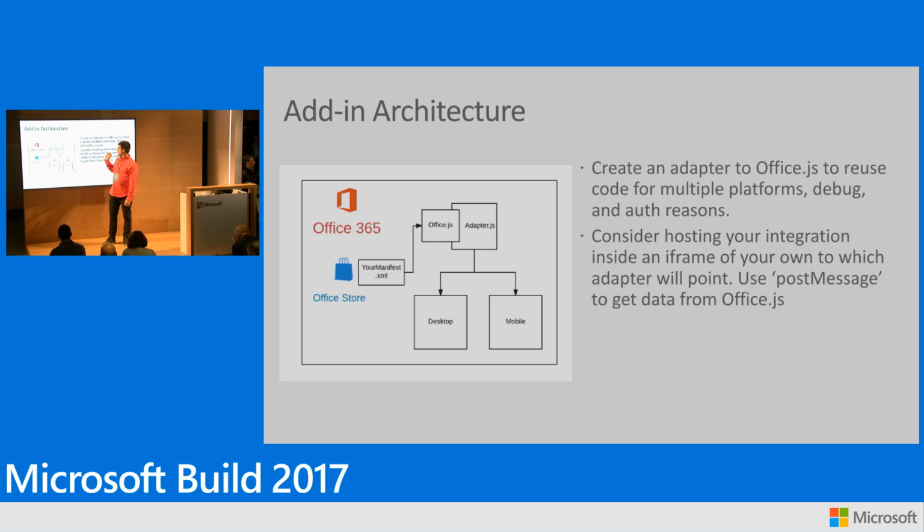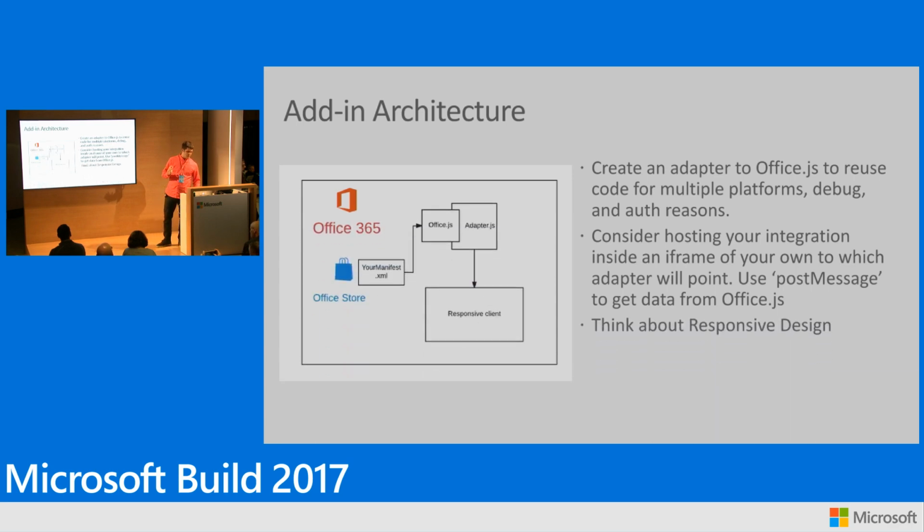Then the next thing that we've done, we put desktop and mobile into separate iframes. So basically, now we have two-level iframes. The first one is loaded by our manifest. We have the adapter and Office.js connected, and then our iframe, and it really helps us encapsulate all the different nuances that we have inside our app. It helps us with testing, debugging, and caching, which is really more important. So we made one responsive client for Outlook desktop and Outlook mobile.